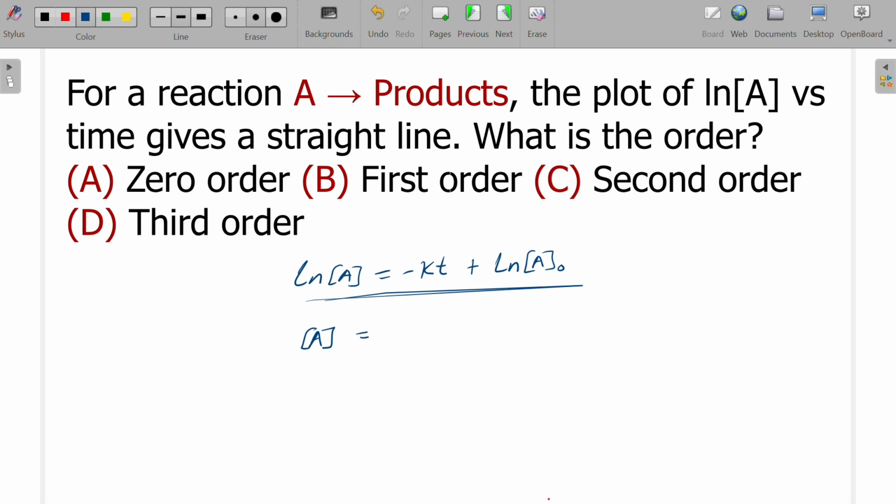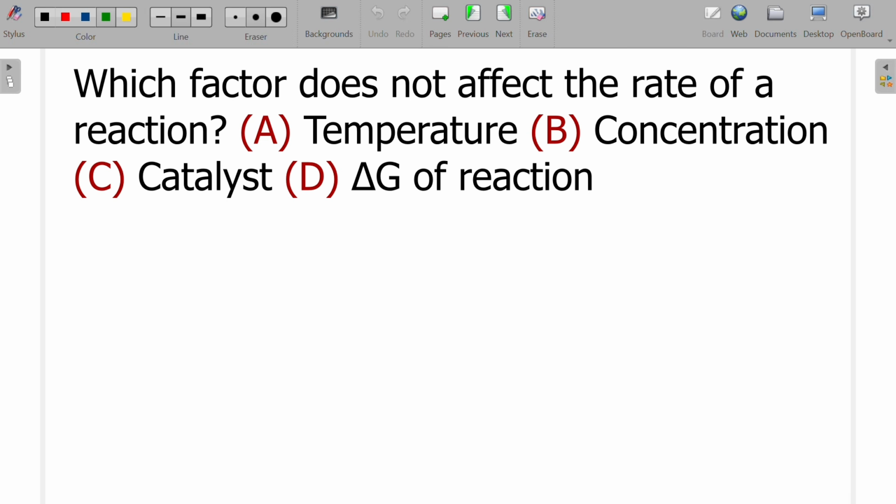For a zero order, we have the concentration of A at the final stage equal to minus KT added to the concentration of A initially. And then for a second order, we have 1 over the concentration of A equal to KT added to 1 over the concentration of A initially. If any of those gives you a straight line, that's the order of reaction we have. So in this case, our answer is B, first order. So that's what we have for that one.